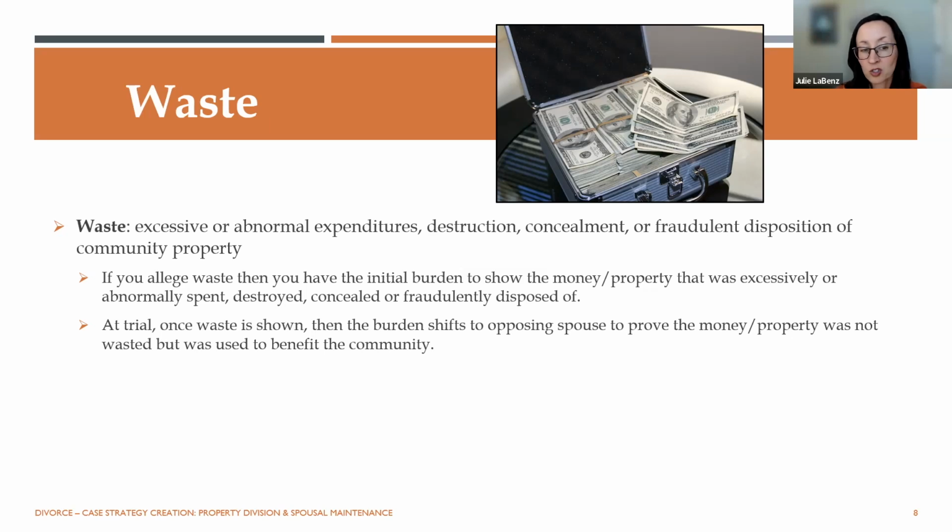If you believe that your spouse has wasted marital property and you allege that in your petition and the matter goes to trial, then you would have the initial burden to show the money or property that was excessively or abnormally spent, destroyed, concealed, or fraudulently disposed of. And once you made that showing, then the burden would shift to the opposing spouse to prove the money or property was not wasted, but was used to benefit the community. So the main case law on this point is called the Gutierrez case.